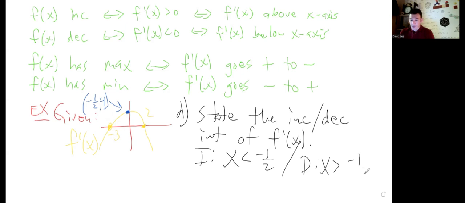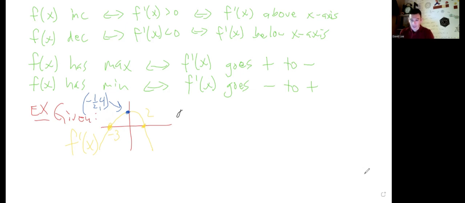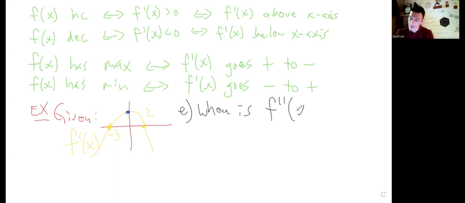Okay. And then actually, you know what? Let me add some more to this. Let me take away that vertex. Let me ask you this part here, and we'll finish the video right after this exam. So let me put the thing back here in yellow. So last example, part E. When is f double prime positive?